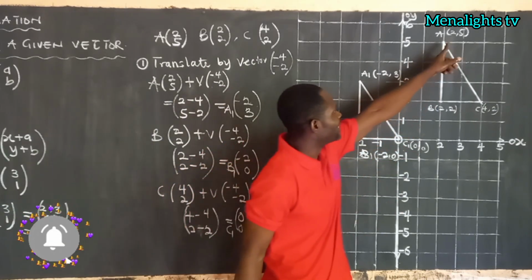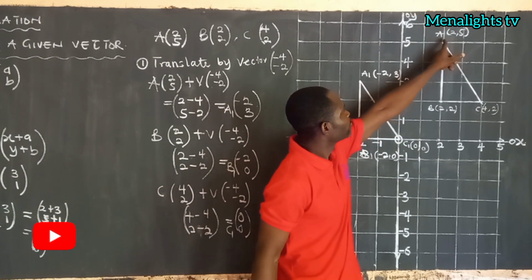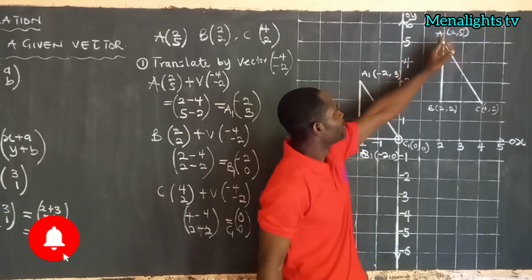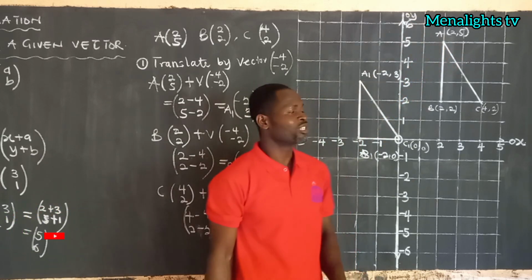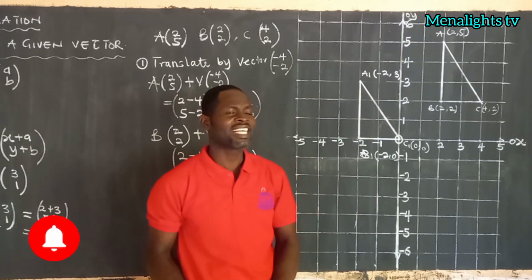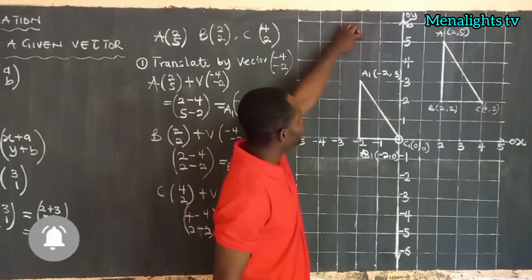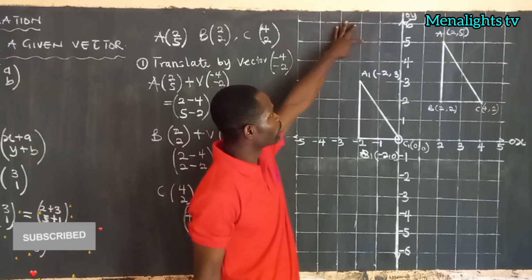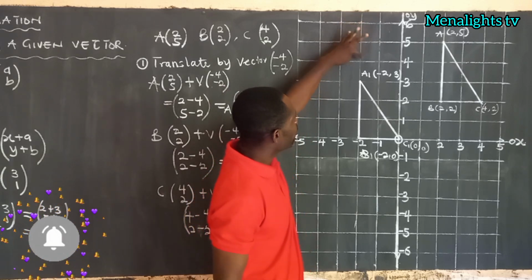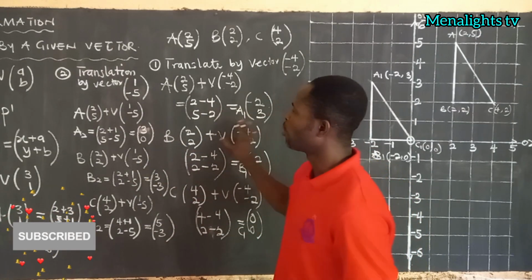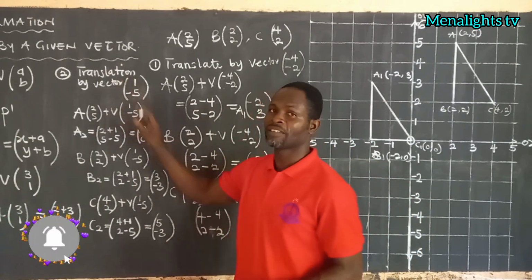Now when you look at A here, the point here is what? It's on 5 here. That's for the y-axis. It's on 5. Now because the translation vector is negative 2, when you look at it, from 5, it has decreased by what? By 2 steps. So from here you have 1, 2. That is why it is now on what? On 3.